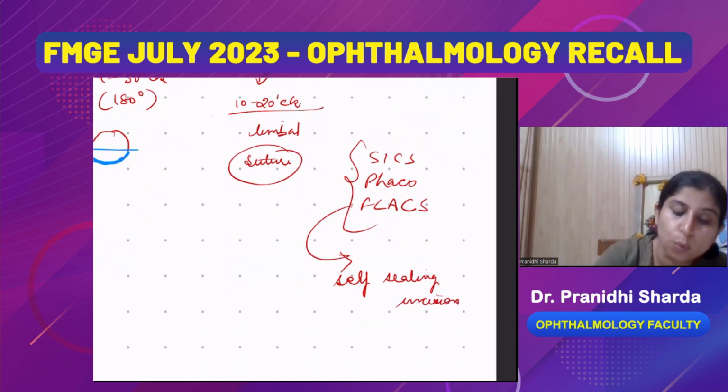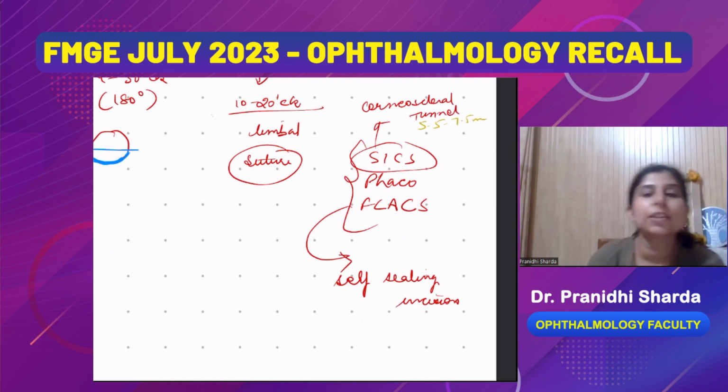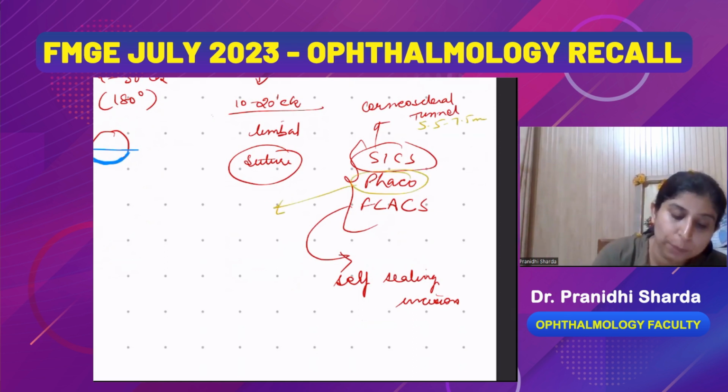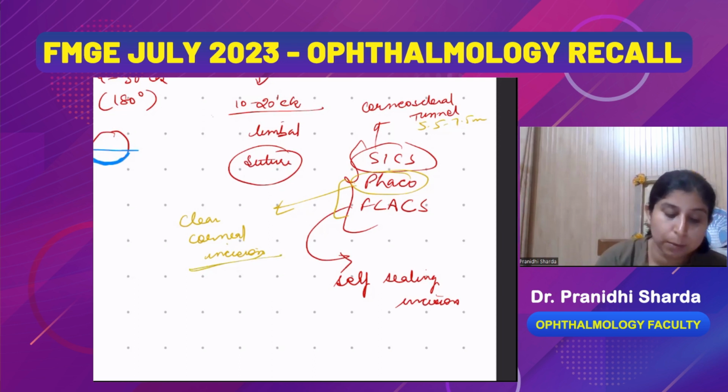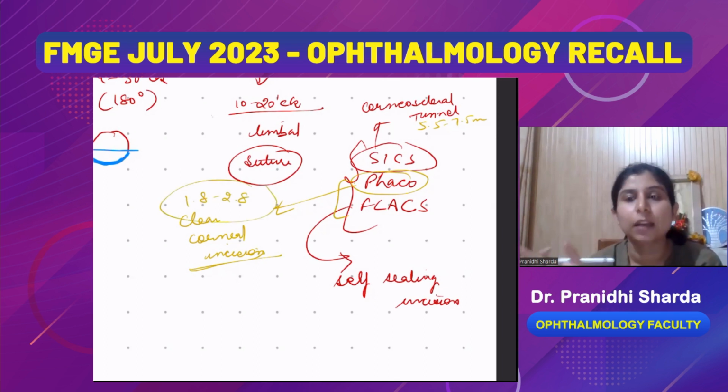In SICS, what we do is we make a corneoscleral tunnel of 5.5 to 7.5 millimeters approximately. In phaco, what we do is we do a clear corneal incision, in both phaco and flax. Clear corneal incisions vary depending upon the surgeon. They can vary from 1.8 to 2.8. Very minimal incision cataract surgeries. So three of them are self-sealing.